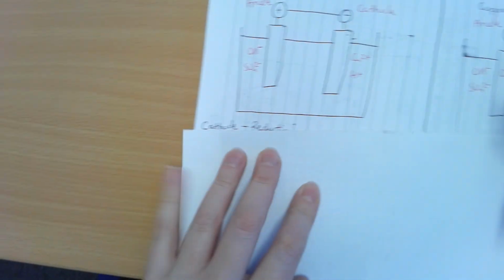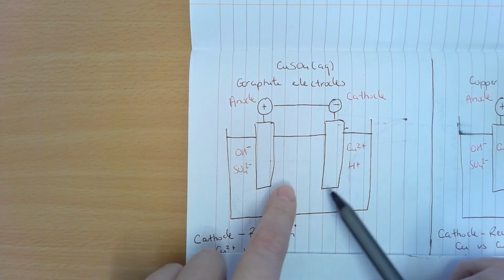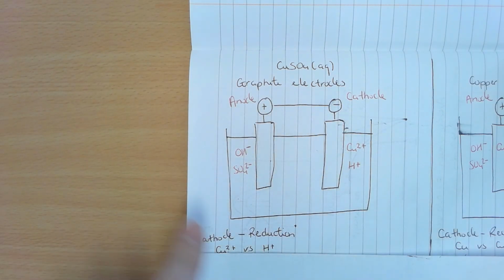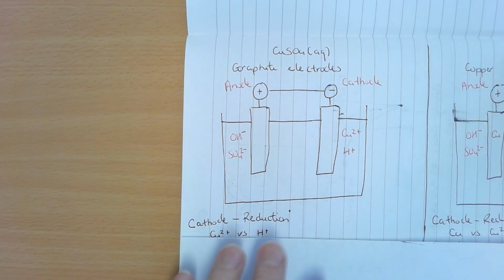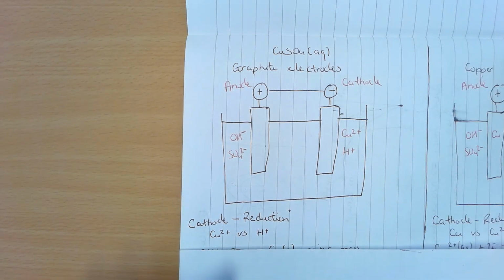Let's start here with our graphite electrodes. So the positive ions are going to go to my cathode and the negative ions will go to my anode. And you need to remember at the cathode that is always reduction. Just remember the two constants go together. Cathode is always going to be reduction.